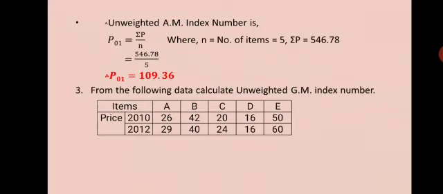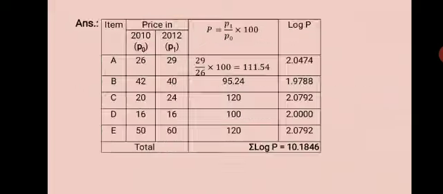Therefore, the unweighted arithmetic mean index number is P01 equal to 109.36. Then we have the third question for 5 marks, that is from the following data calculate unweighted geometric mean index number. The data is given, that is items A, B, C, D and E, and price in 2010 and price in 2012 are given.